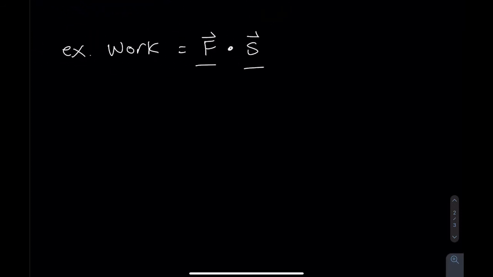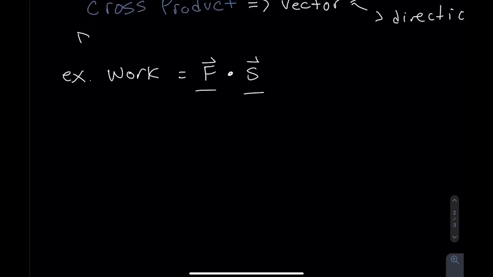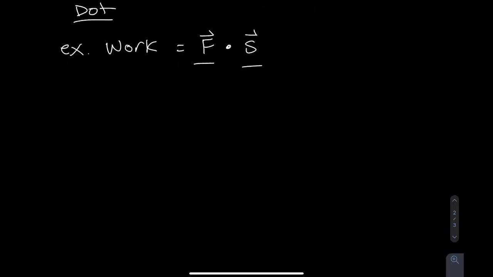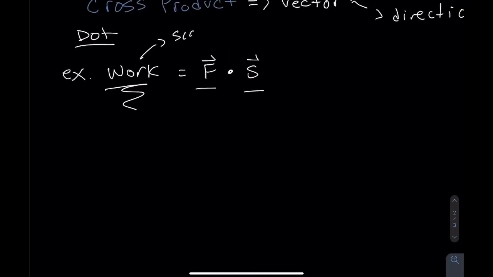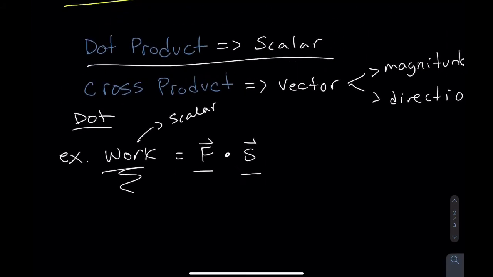And maybe I should say that this is going to be the dot product. So we're talking about the dot product. And work is an example of something being multiplied by two vectors. So to get work, we multiply two vectors together, and then we use the dot product rule to get work. So that means work is a scalar. It's a scalar quantity because whenever we use the dot product, the result is a scalar.